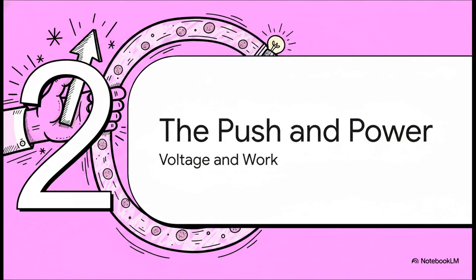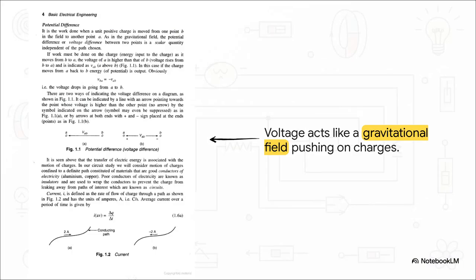Section 2. The push and power. So charges don't just randomly decide to move through a conducting wire, right? They require a very specific and visible push to get going. This push is potential difference, which we most commonly call voltage.